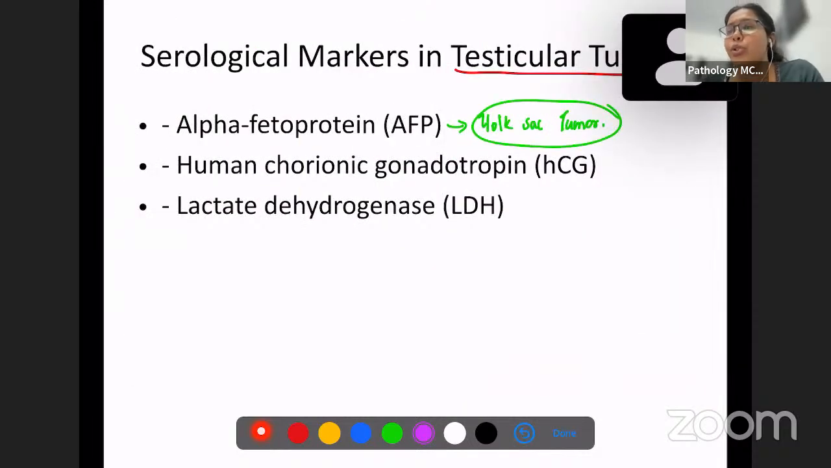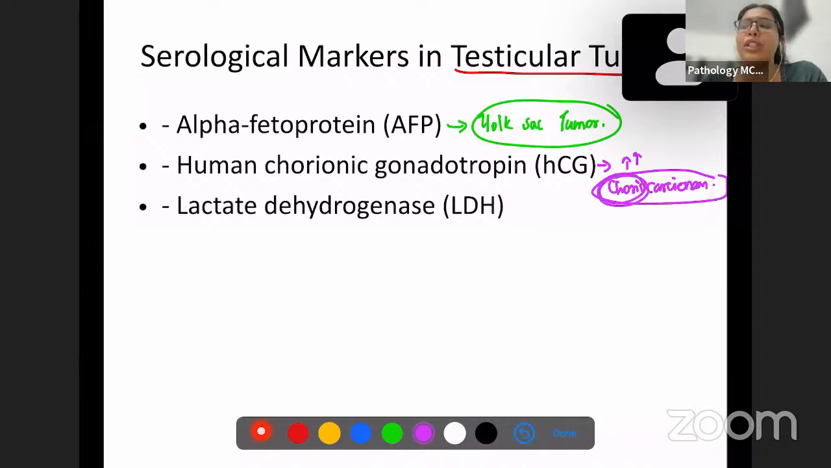And human chorionic gonadotropin is increased in which tumor? Choriocarcinoma. Chorio you can relate with pregnancy. So HCG, also pregnancy, human chorionic gonadotropin, choriocarcinoma. This is the easiest to remember. And then lactate dehydrogenase and also PLAP, which tumor? Seminoma.